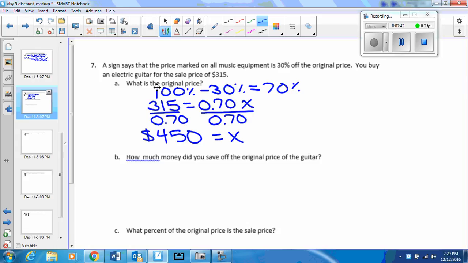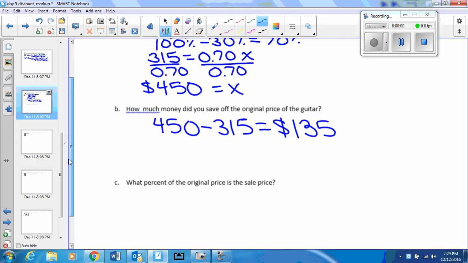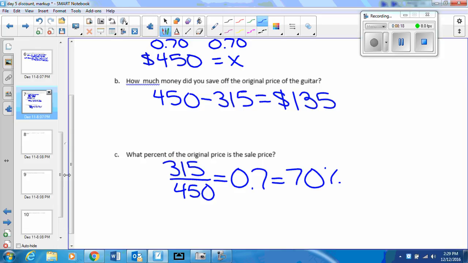How much money did you save off the original price? So if I now subtract 450 minus 315, I saved $135. What percent of the original price is the sale price? So I would divide the sale price by the original price. Using my calculator to divide that out, I get the sale price is 7/10 of the original price, which means I'm paying 70% of the original price.